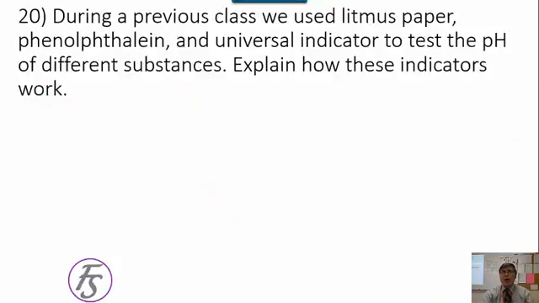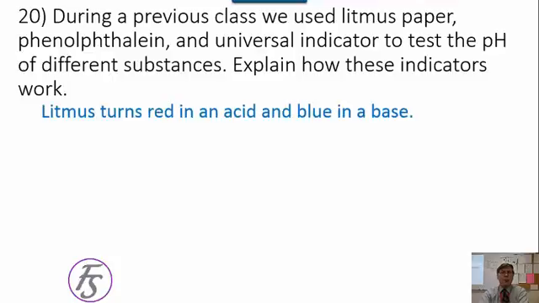In number 20, it says, during a previous class we used litmus paper, phenolphthalein, and universal indicator to test the pH of different substances. Explain how these indicators work. Well, I'm not going to get into a detailed explanation of ions and things. That's really unnecessary in this class. Instead, we're just going to look at the colors they change, which you should already know.